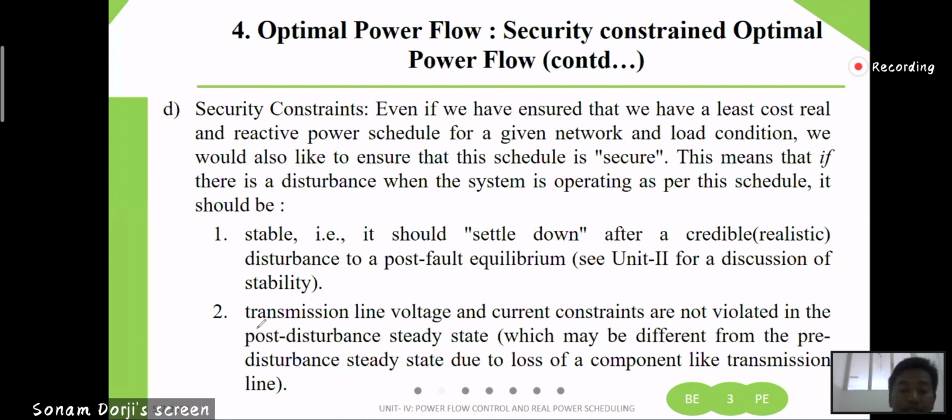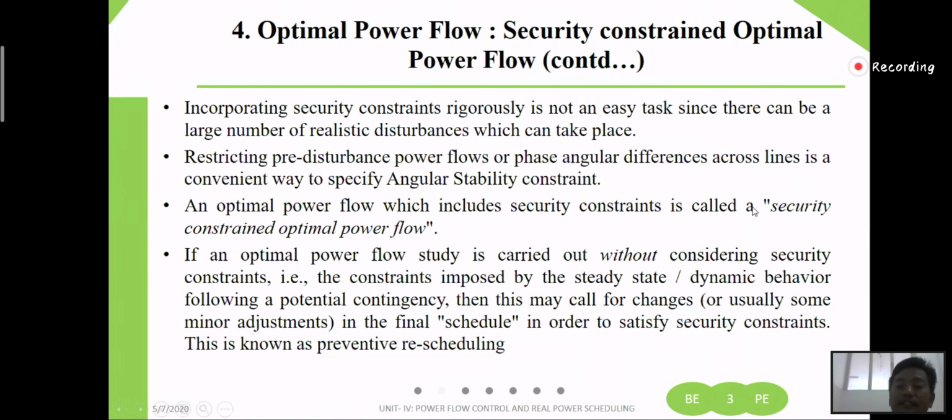Then transmission line voltage and current constraints are not violated in the post-disturbance steady state, which means right after your disturbance, the transmission line voltage and current constraints are not violated. Sometimes we may see that your voltage is very high, so it should not violate. Right after disturbances, it should come back to normal or within the limit. Including all this, we call it security constraint optimal power flow.